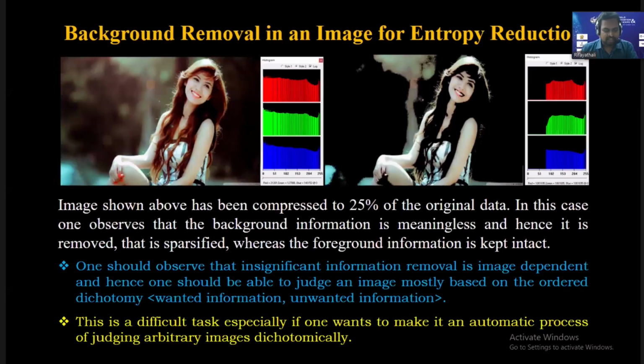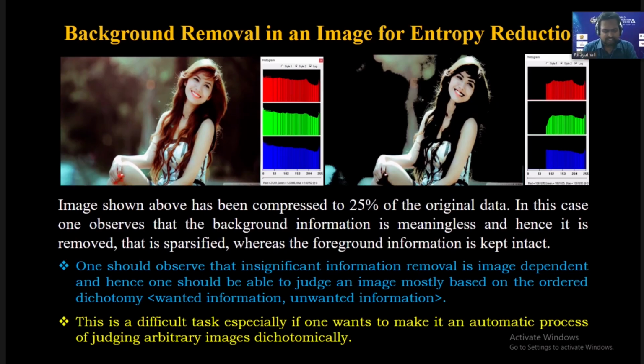Background removal in an image for entropy reduction. The image shown above has been compressed to 25% of the original data. In this case, one observes that the background information is meaningless and hence it is removed. That is sparsified, whereas the foreground information is kept intact.